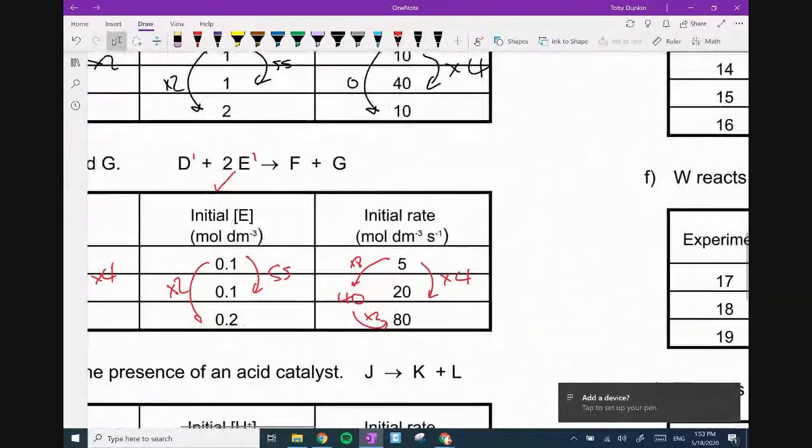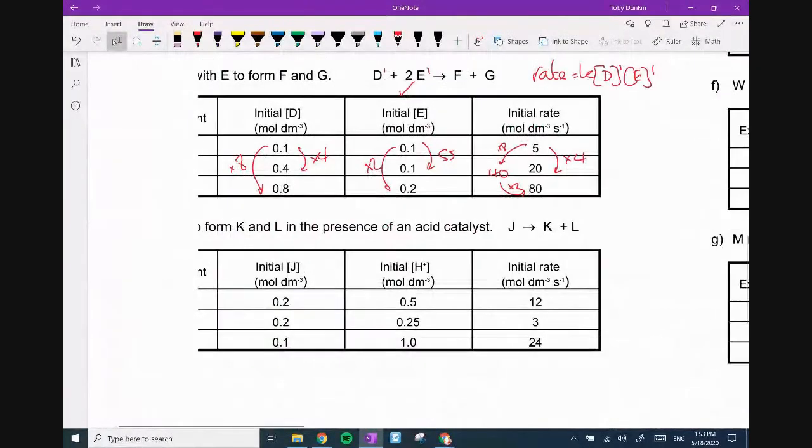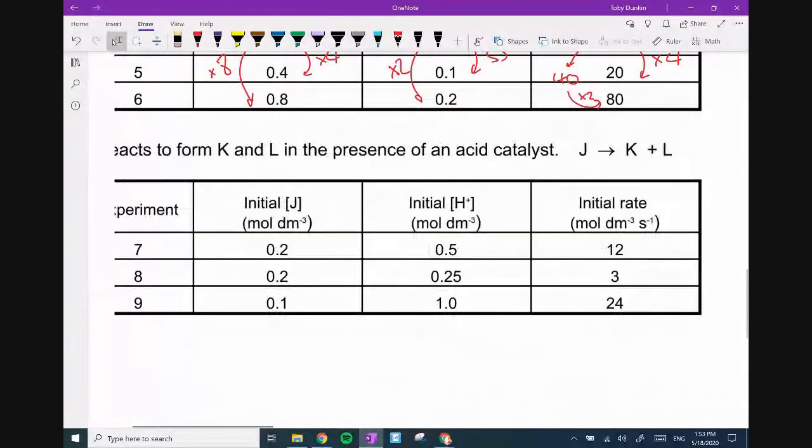Equation: rate equals K, D to the power of 1, E to the power of 1. That's it. The number in the equation makes no difference. We know this. Next. The numbers are going to get more and more messy as we go through. In the second one, it's even harder.